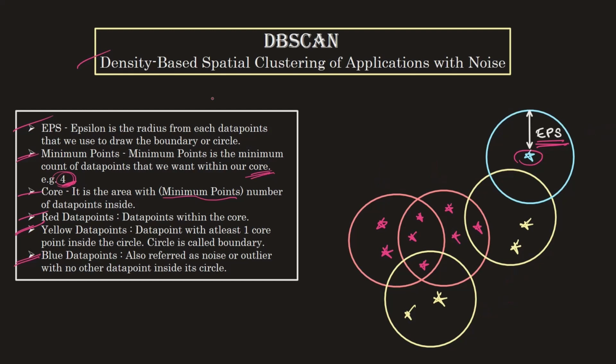So in simple words, core or the circle with minimum data points will be identified as a high density cluster, where the density of the data points is comparatively more. The yellow data points, or the circles with yellow data points, which is defined by having minimum one red data point inside its circle, are identified as the low density cluster. However, the circle with a blue data point will be identified as an outlier.